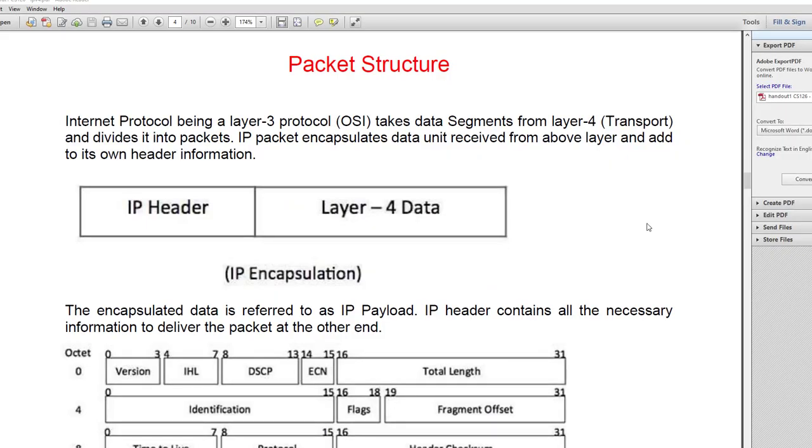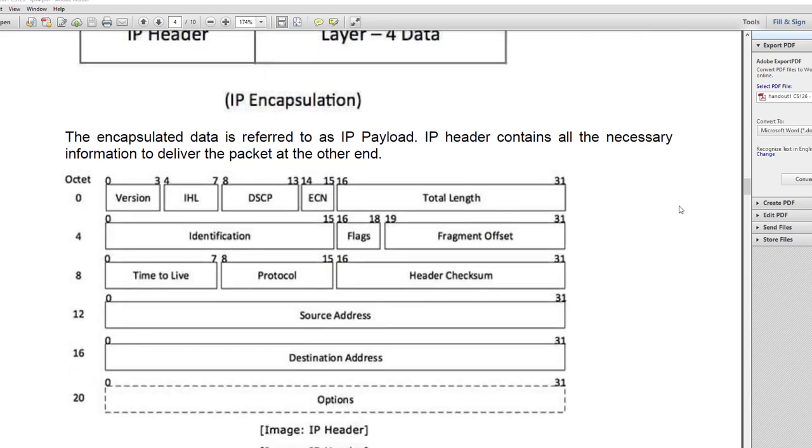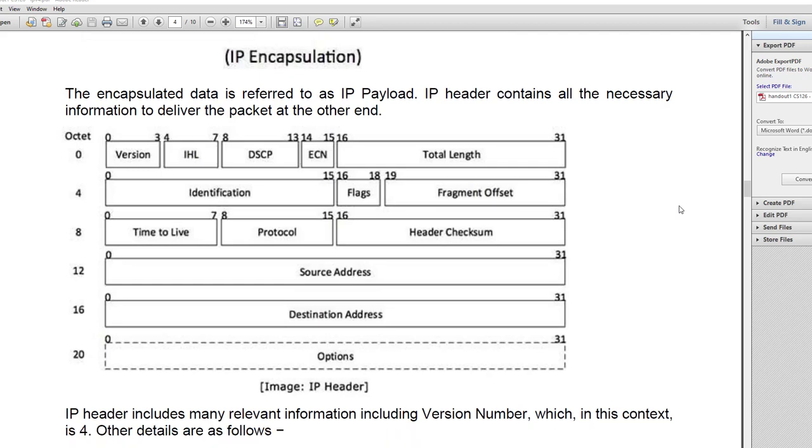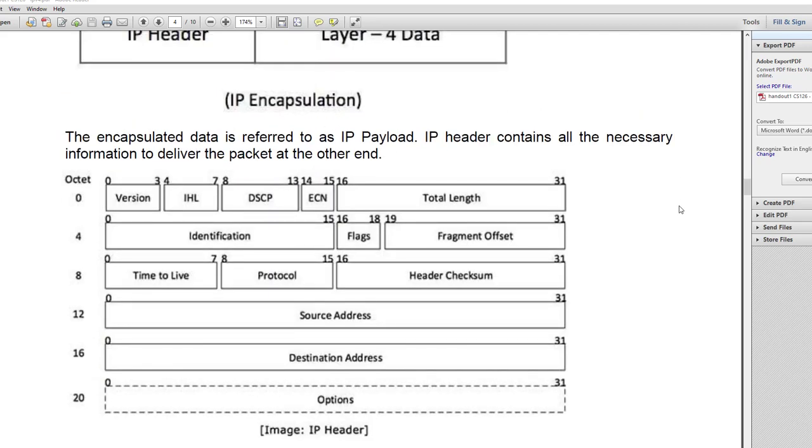Next is the packet structure. Data that passes through the network: the Internet Protocol, being a layer 3 protocol, takes data segments from layer 4 and divides it into packets. So the IP packet encapsulates the data unit received from the layer above and adds its own header information. This is what the packet would look like in a dissected form.